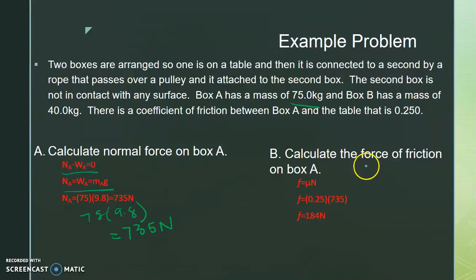For the second part, calculate the force of friction on box A. Remember box A had a tension pulling this way, which means that there is a friction in the opposite direction. It's given us the coefficient in the problem. The normal force, which is what we just calculated, we plug it in, and we're going to get 184 newtons.